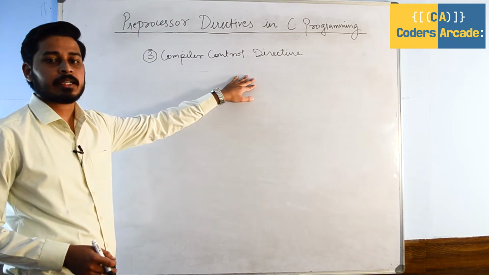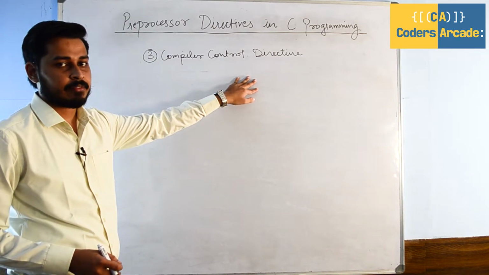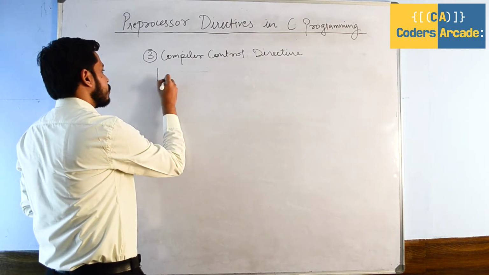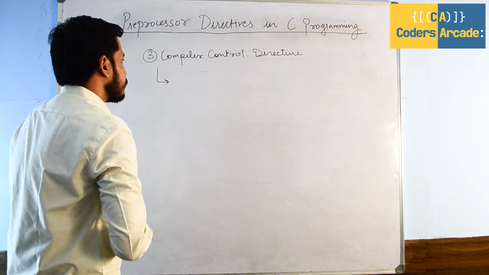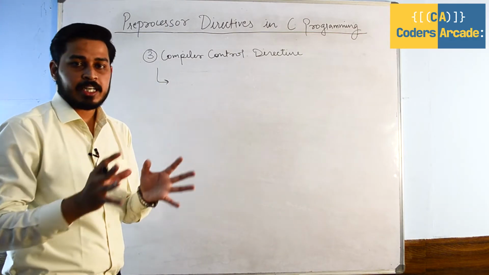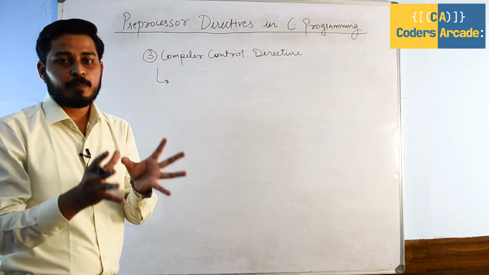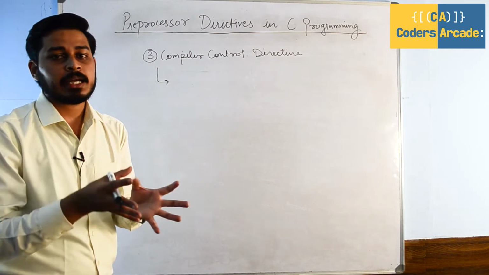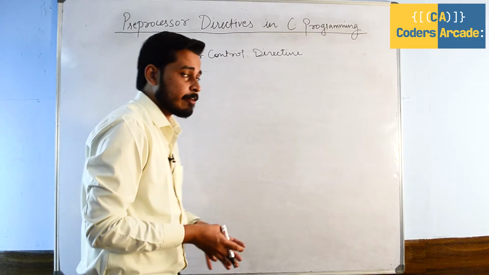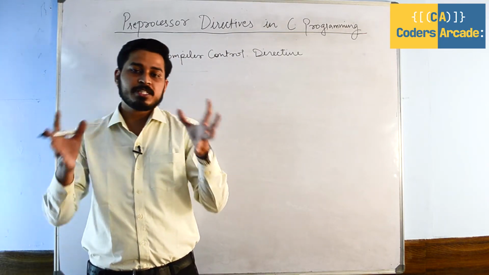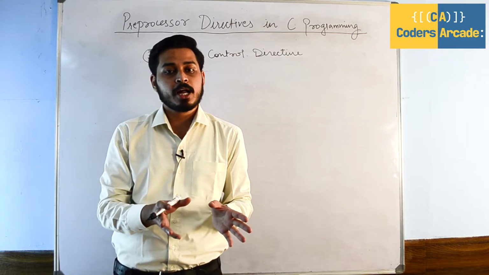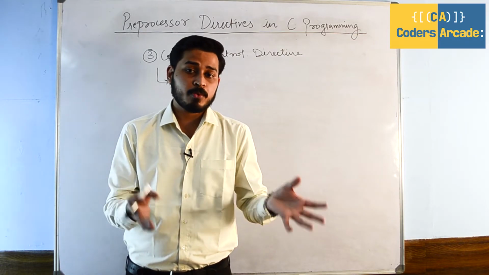This is the third type of preprocessor directive that we have in C. And what is this used for? Basically, compiler control directive is used to select some particular part of a program and then compile it. You can use this directive to compile some specific part of a program, or you can skip the compilation of some specific part of a program according to your requirement.